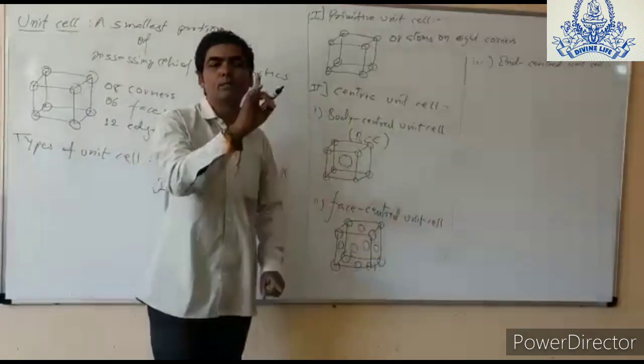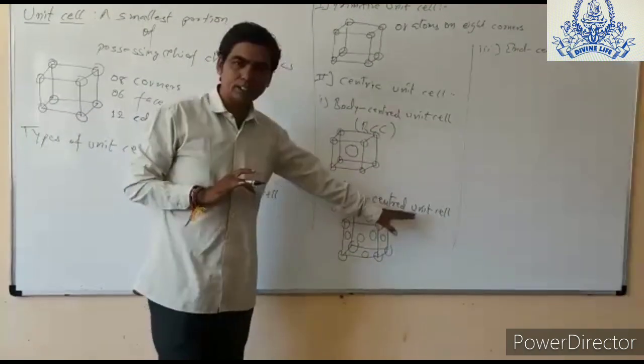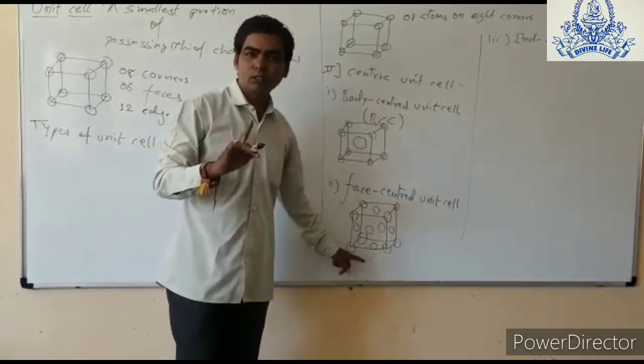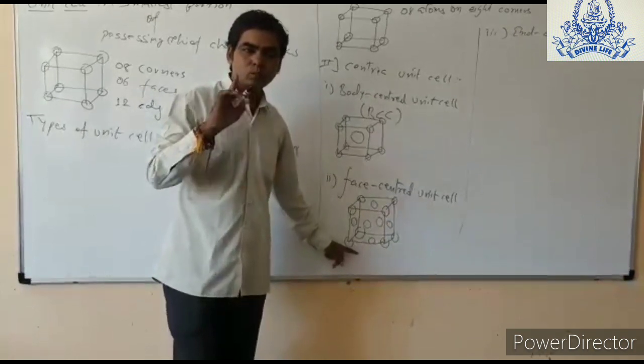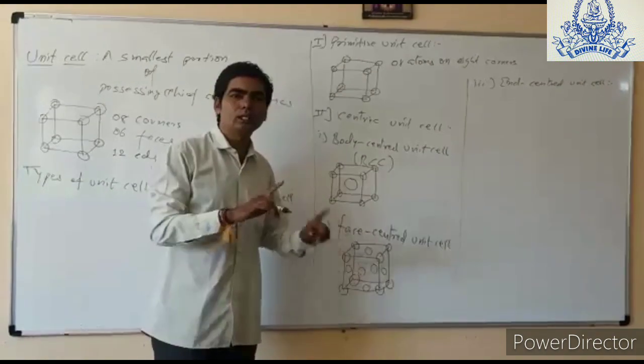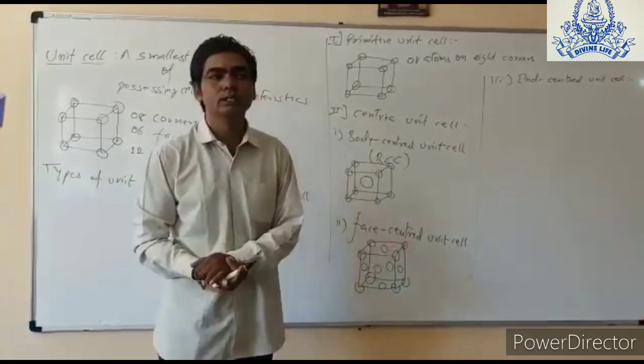So the definition of a face centered unit cell: if there are 8 atoms on 8 corners and one atom at the center of each face, then the crystal structure or unit cell is known as a face centered unit cell.